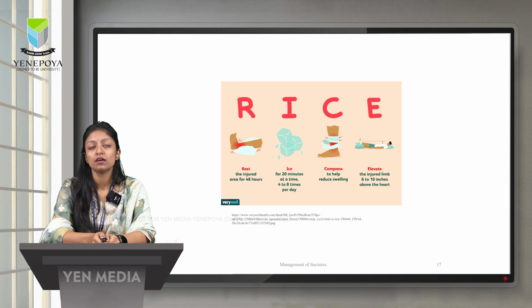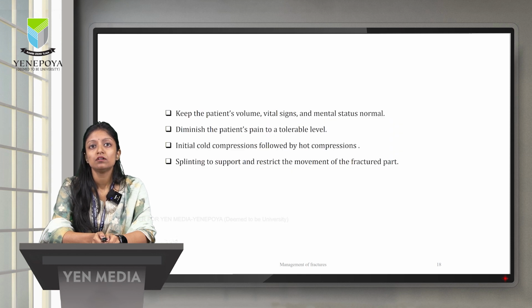As we can see, RICE: R for resting of the limb, I for applying ice packs, C for compressing with sterile dressing, and then elevating it to the level of heart. Also, additionally, we have to make sure that the patient's volume, vital signs and mental status are normal. We have to diminish the patient's pain. How do we do it? By giving painkillers and everything we have in our power.